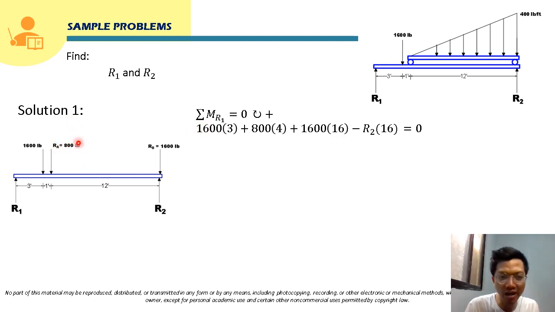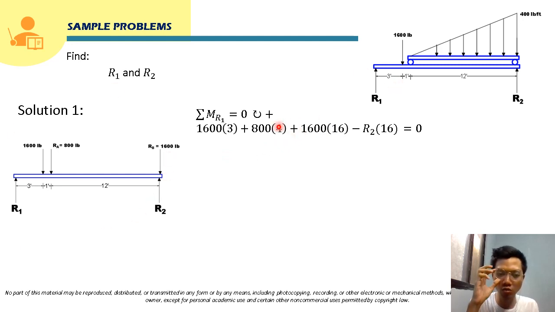Now for this RA, this is 800 pound, and its moment about this point will be 800 times 3 plus 1, that will be 4, no? Its rotation about this point will also be clockwise, that's why it will be positive here. Now for this 1,600 pound, its moment will be 1,600 times 12 plus 1 plus 3. That will be 16, no? Its moment arm will be 16, and its rotation will be clockwise. That's why it will be positive here.